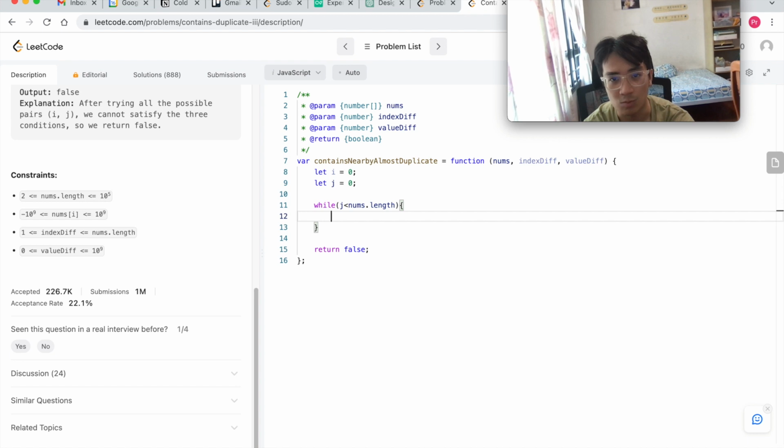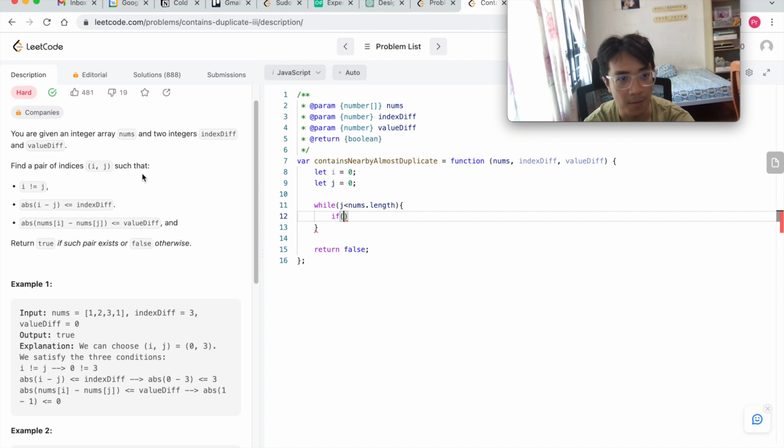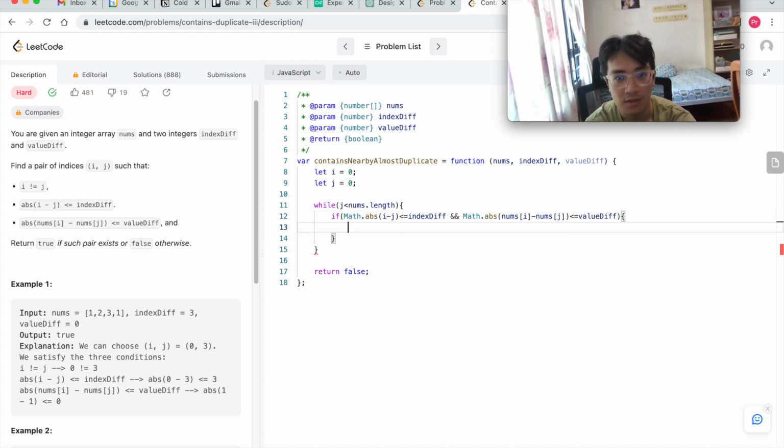So what happens in this loop? First we need to have the terminal condition. So basically, if math.abs, but I'm using JavaScript, this will work with any language, of i minus j is less than or equal to index diff, and math.abs of nums i minus nums j is less than or equal to value diff, then you can return true, right? So this is the terminal condition.